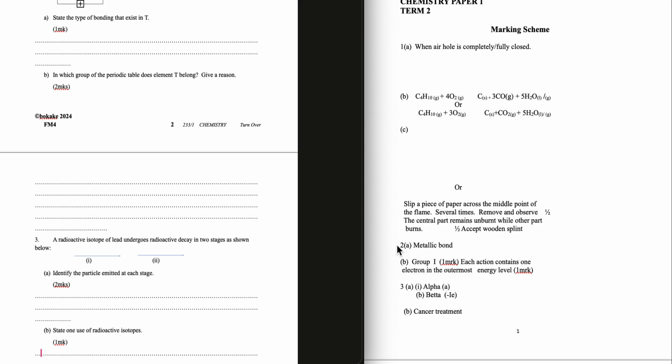Question 3a. A radioactive isotope of lead undergoes radioactive decay in 2 stages as shown below. Identify the particle emitted at each stage. Roman 1, alpha. Roman 2, beta. State one use of radioactive isotopes. Cancer treatment.